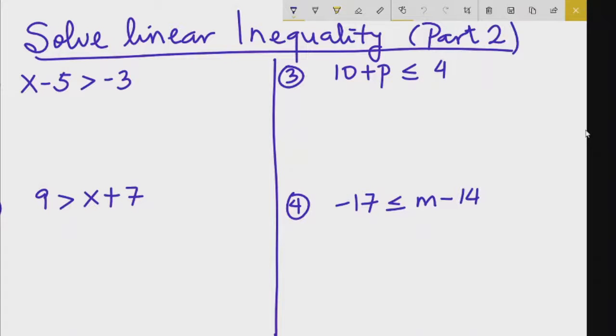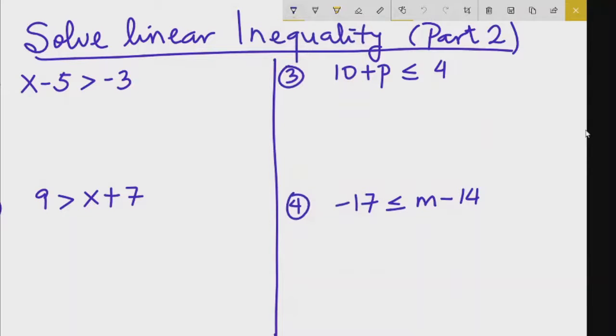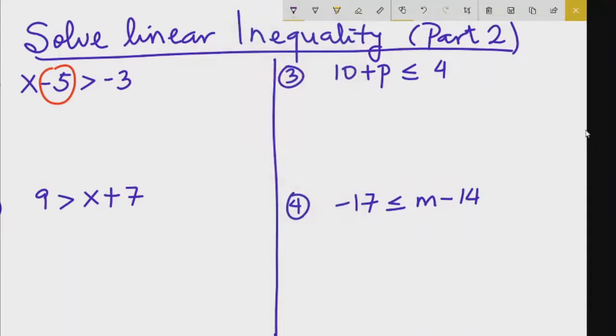We are going to use simple additions and subtraction to solve the following linear inequalities. So in example 1, we have x minus 5 is greater than negative 3. To be able to solve this, we need to take care of this negative 5 by adding 5 to both sides of the inequality.